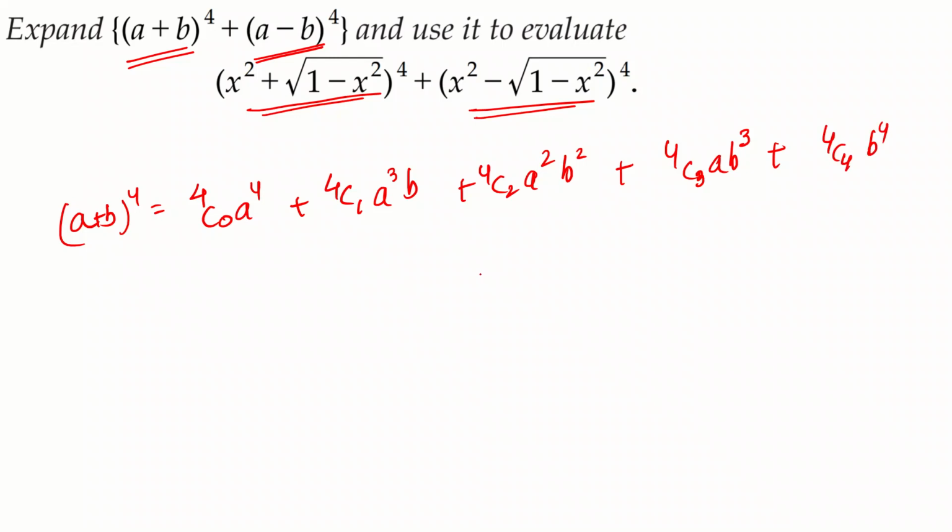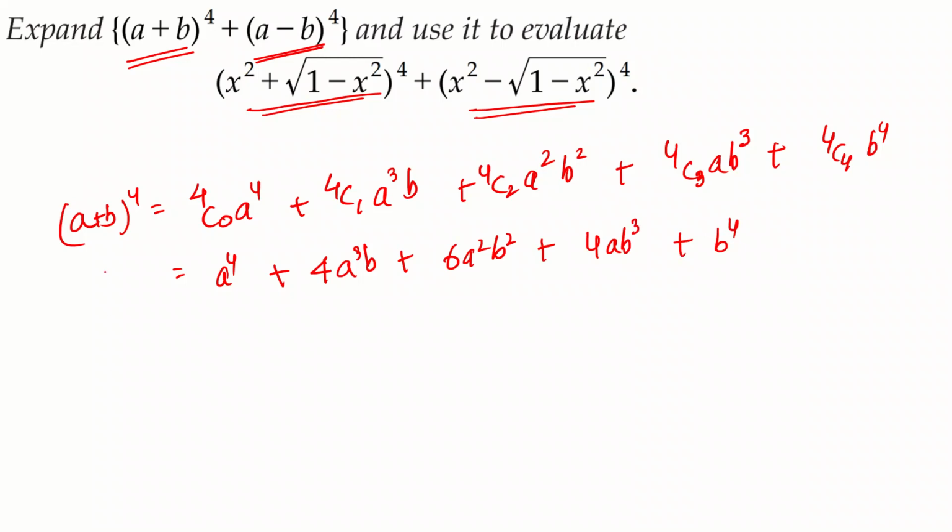Alright, we now know this expansion. So what are these values? 4c0 is 1, so 1 times a to the power of 4 is just a to the power of 4. 4c1 is 4 a cube b. 4c2 is 6 a square b square. 4c3 is 4 again, 4ab cube. 4c4 is 1, so it's just 1b to the power of 4 or just b to the power of 4.